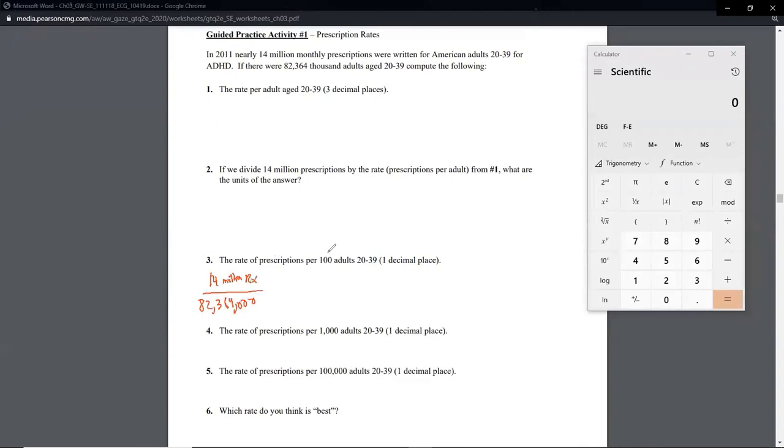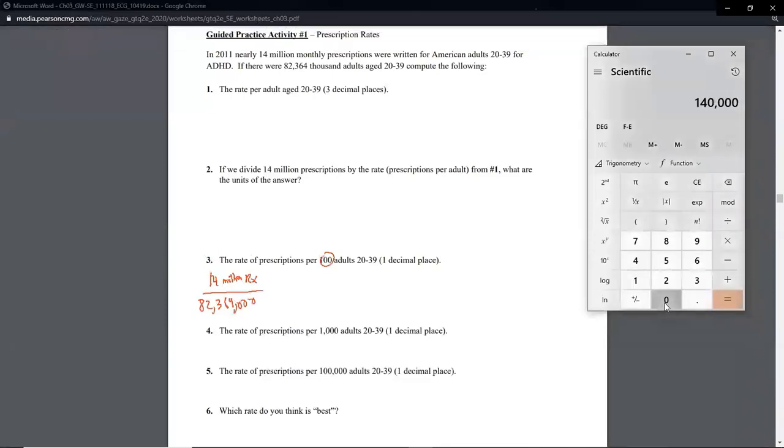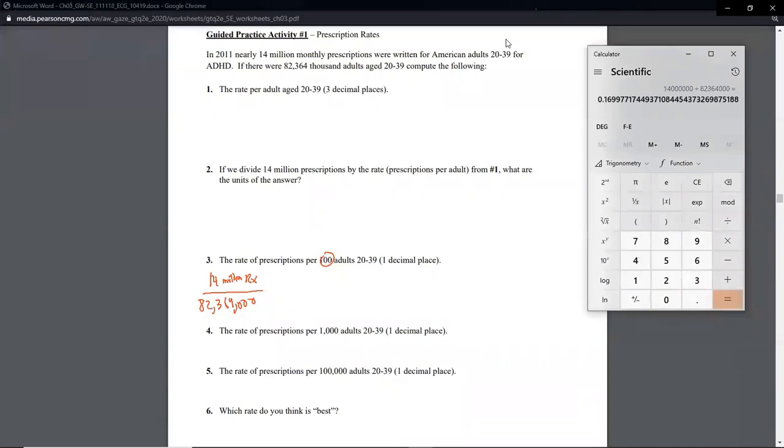So this is ultimately trying to reduce this to a per 100. So per 100, if you just do this division off the cuff, what you get is 14,123,456 divided by 82,364,000. There we go. And we get 0.17 blah, blah, blah. So I think we rounded that to 3 decimals, which ended up coming out to 0.17. Yes, we did.